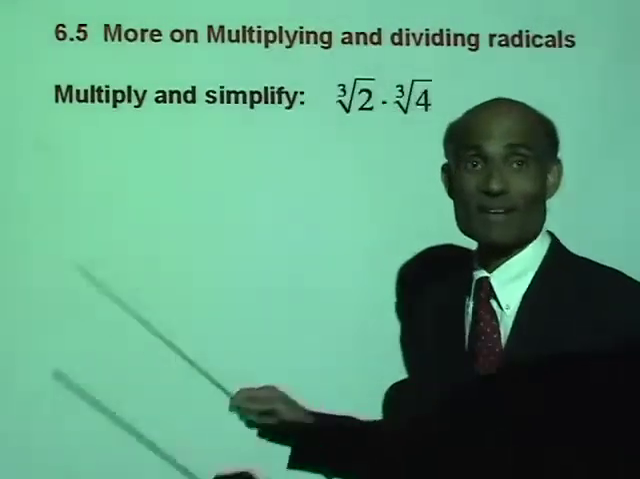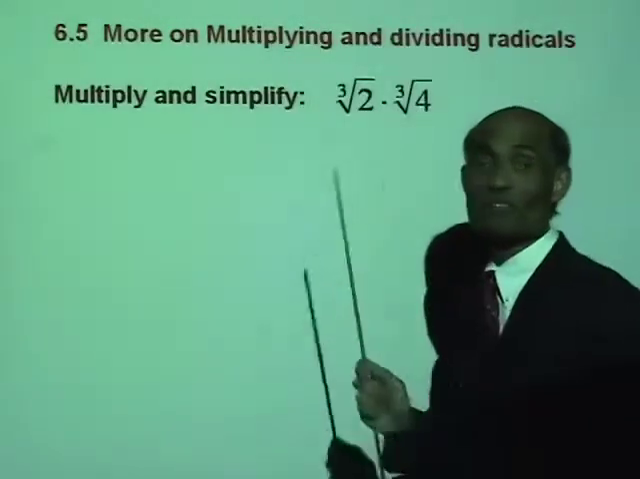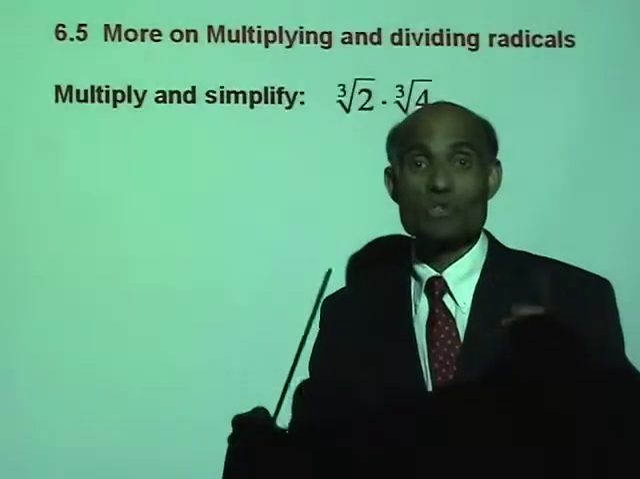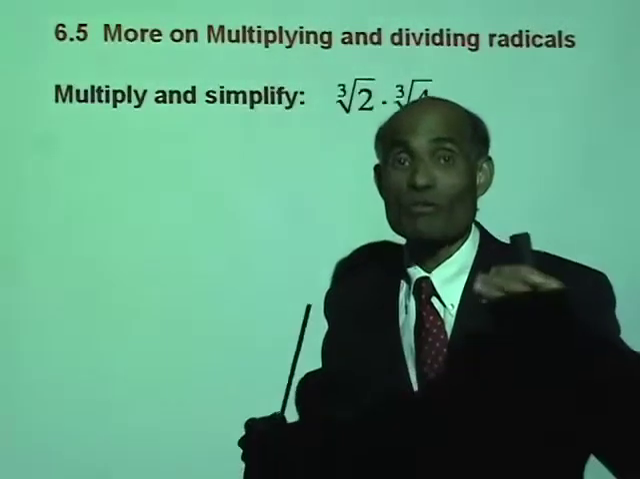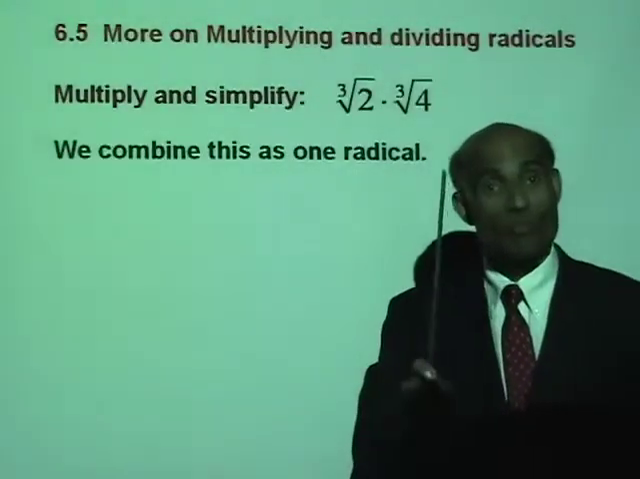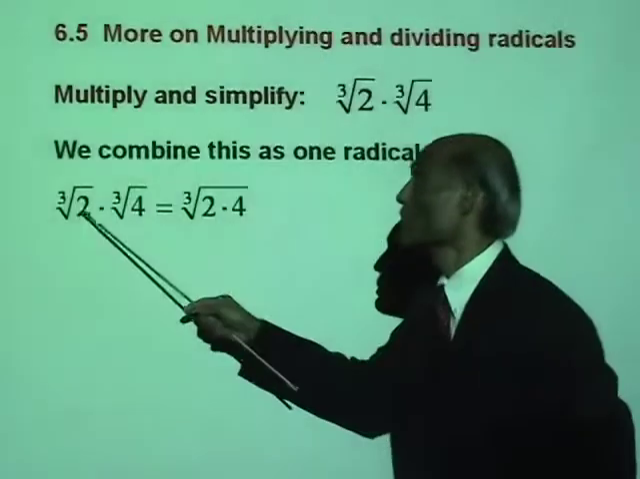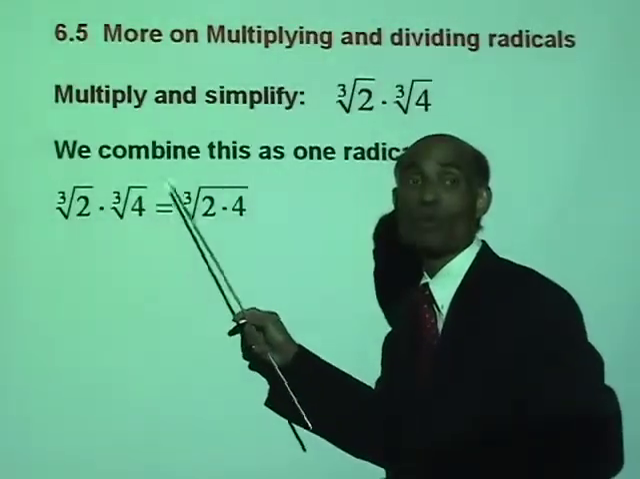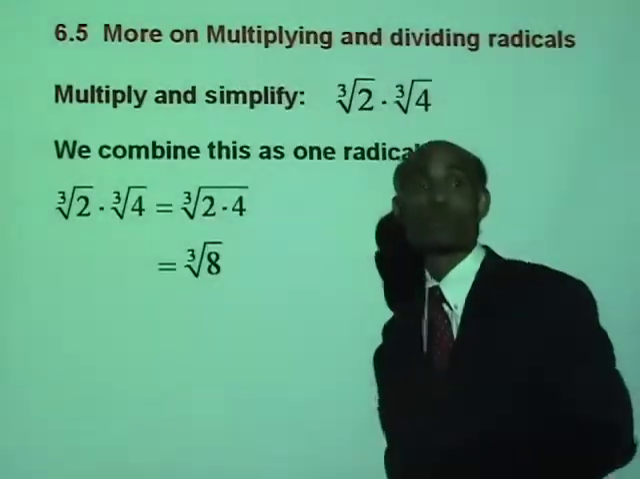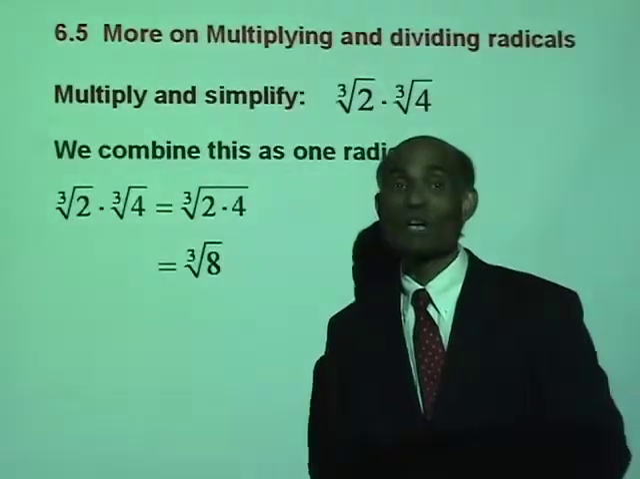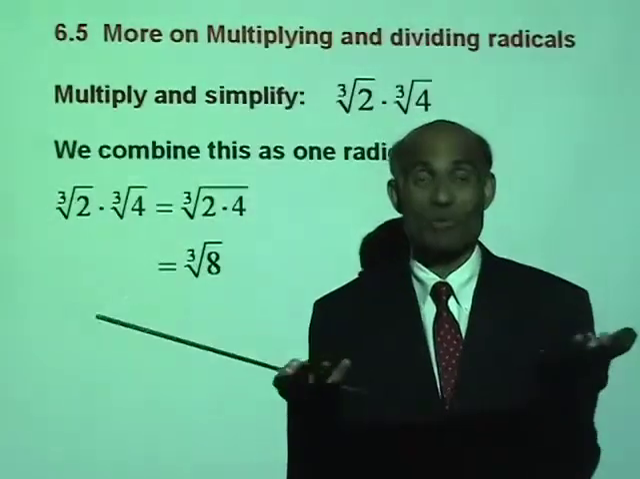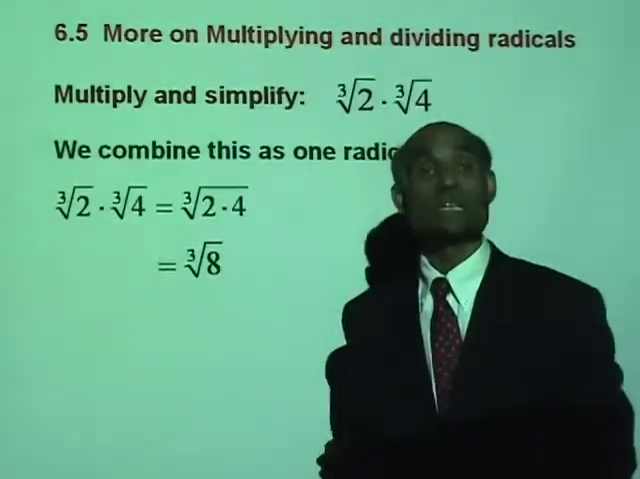Do you recall that? What is the principle we use in simplifying this? The product rule. Cube root A times cube root B is cube root of A times B. So combine this as one radical. That will be cube root 2 times cube root 4 is cube root of 2 times 4. That is cube root of 8. And what is cube root of 8? You must be now familiar with all the perfect powers. Cube root 8 equals 2.